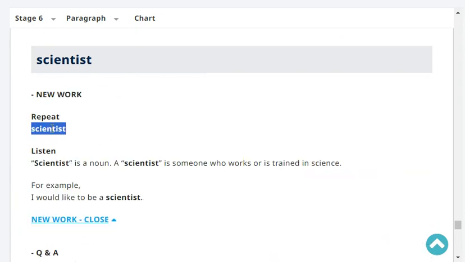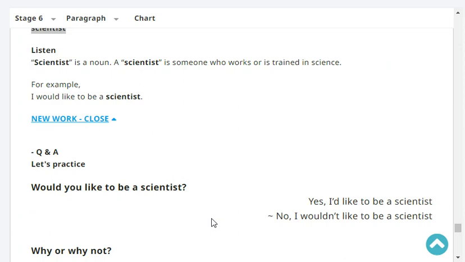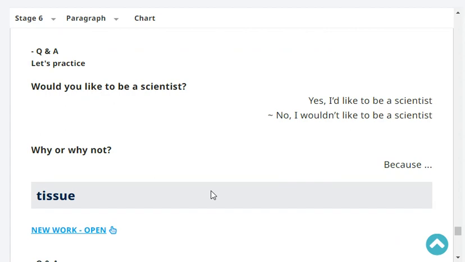Okay, next, repeat: scientist. Very good. Okay, listen. A scientist is a noun. A scientist is someone who works or is trained in science. For example, I would like to be a scientist. Let's practice. Would you like to be a scientist? Yes or no? Yes, I'd like to be a scientist. Why?